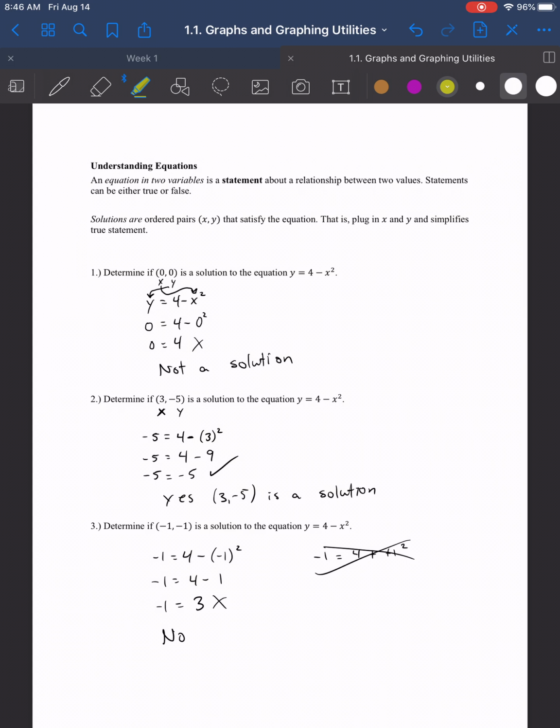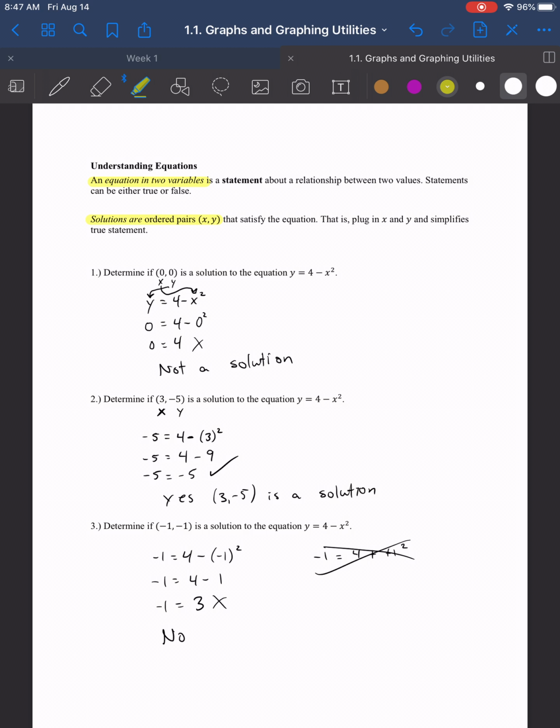All right, understanding equations. Now, keep in mind we have that word equation, so you're looking for an equal sign. So an equation in two variables is a statement about a relationship between two variables, that relationship between the equal sign, and statements can either be true or false. Solutions are ordered pairs that satisfy the equation. That is, you plug in x and y and simplify the statement and it's true, that both sides then equal each other. So let's do a little example here.